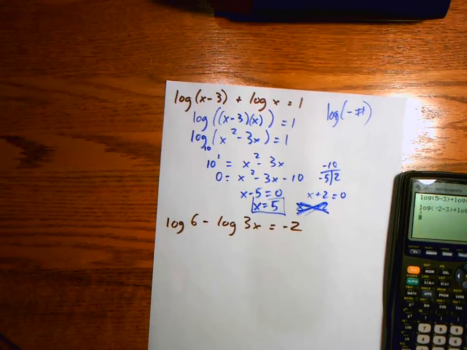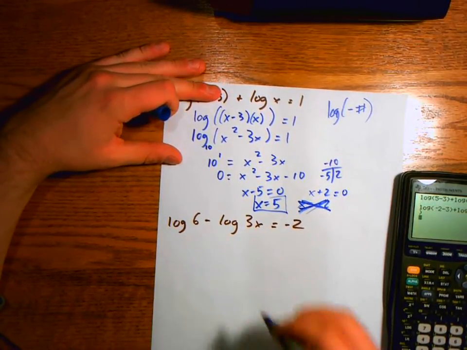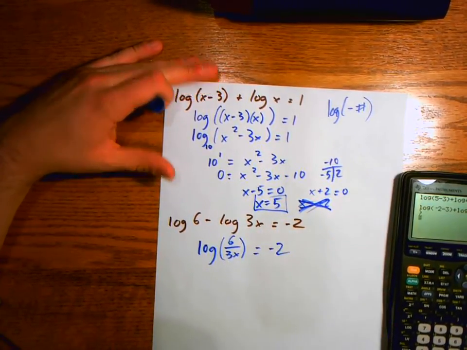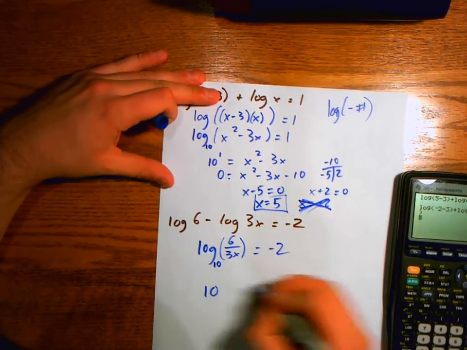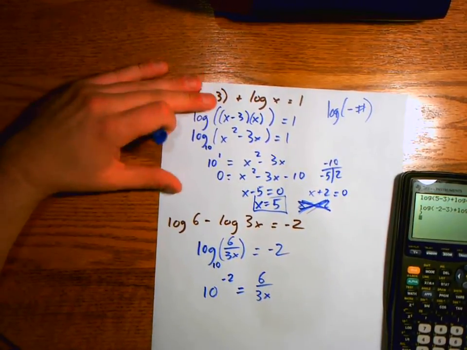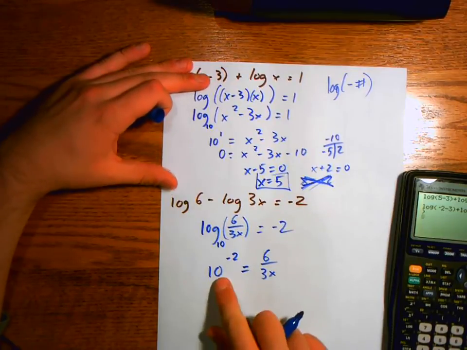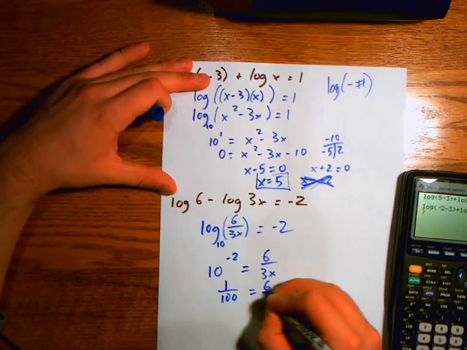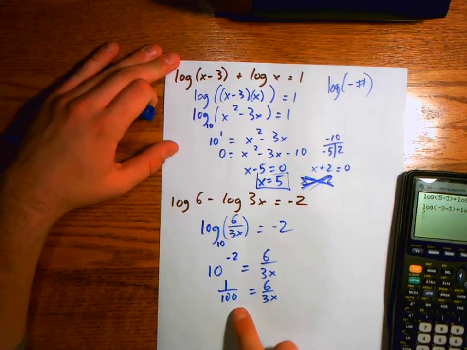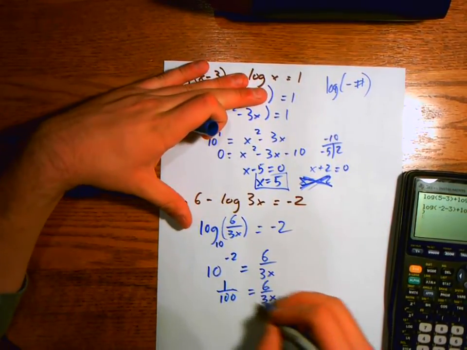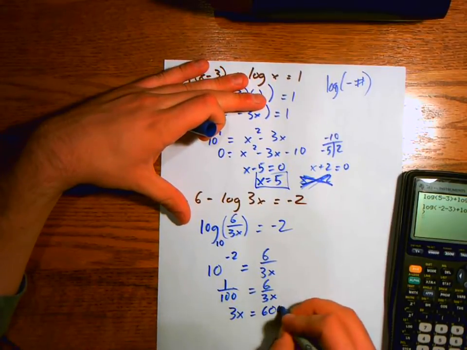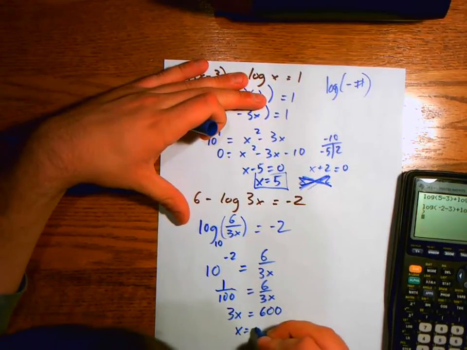Looking back down here at the bottom, these can be combined by division since it's a minus. So the log of 6 divided by 3x equals negative 2. Converting it to exponential, my base is 10 equal to my exponent of the number inside the logarithm. This is the same thing as 1 over 100 is equal to 6 over 3x. And you can actually solve this by cross multiplying. You have a ratio equal to another one, or a proportion. So 3x times 1 is 3x, and 100 times 6 is 600. Dividing both sides by 3, you get x equals 200.